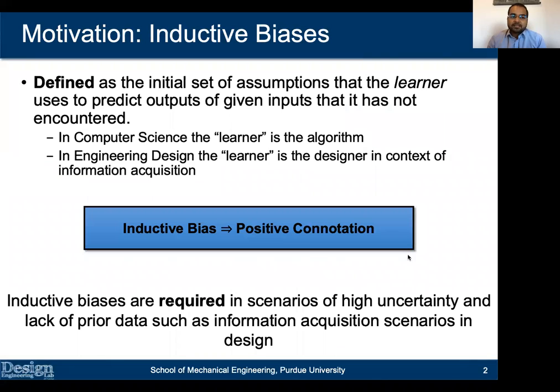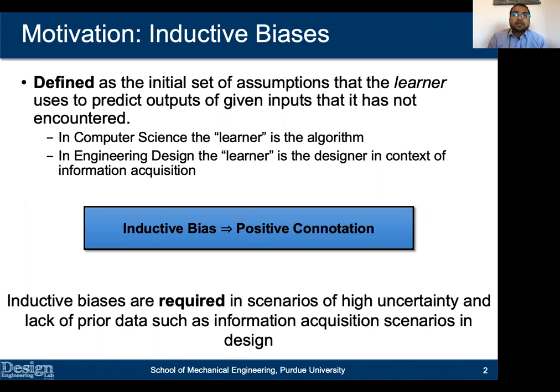Inductive biases, as a term, is typically used in the computer science domain, where the learner is an algorithm, and it is defined as the initial set of assumptions that the learner uses to predict the outputs of given inputs that it has not yet encountered. Now, in the context of engineering design, we are considering the learner as a designer in an information acquisition scenario, where the designer is exploring the design space and acquiring information about how various designs in the design space are achieving the design objectives.